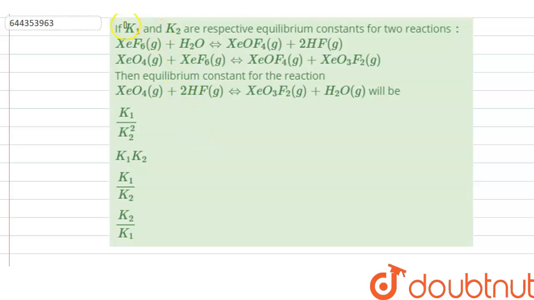Hello everyone, let us solve this question. The question says that if K1 and K2 are the respective equilibrium constants for two reactions, XeF6 gas plus H2O gives XeOF4 gas and 2HF gas, and XeO4 gas plus XeF6 gas gives XeOF4 gas and XeO3F2 gas, the equilibrium constant for the reaction XeO4 gas plus 2HF gas gives XeO3F2 gas plus H2O gas will be.